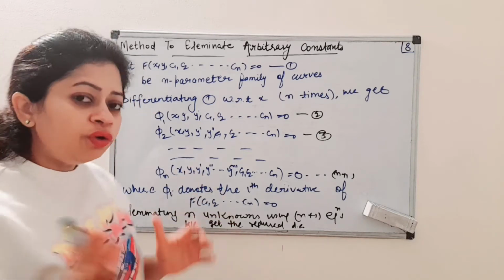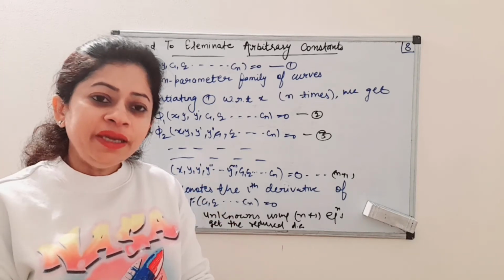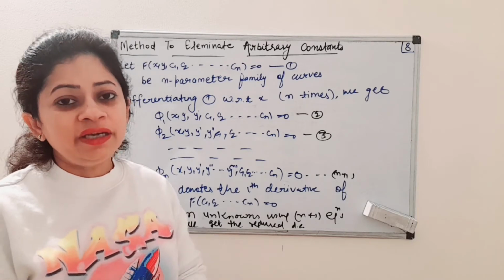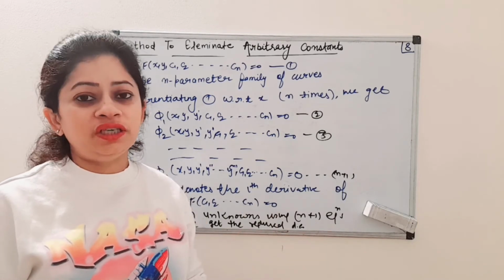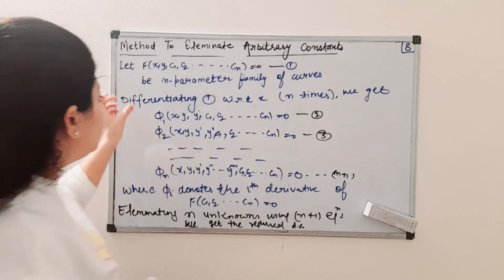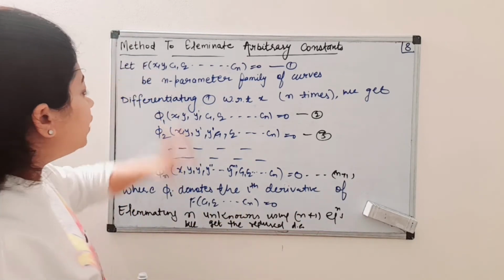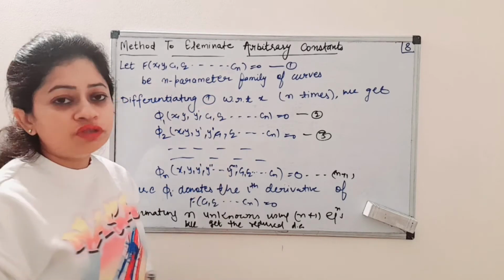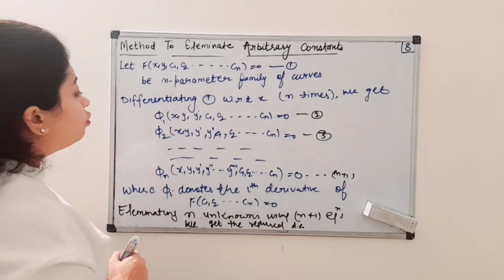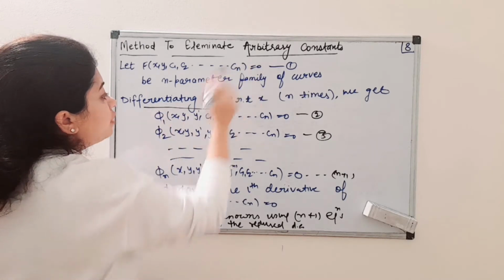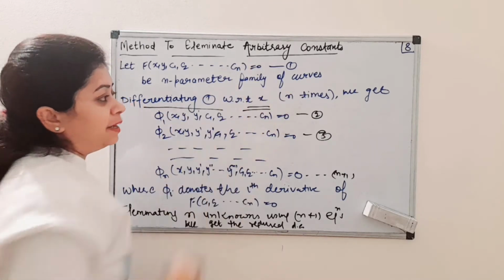What do you need to do? However many constants you have, however many parameters you have, you just need to differentiate the equation that many times. Suppose you have a family of curves f of x, y, c1, c2 up to cn equal to 0, an n parameter family of curves. Then what do you need to do? Differentiate it with respect to x n times.